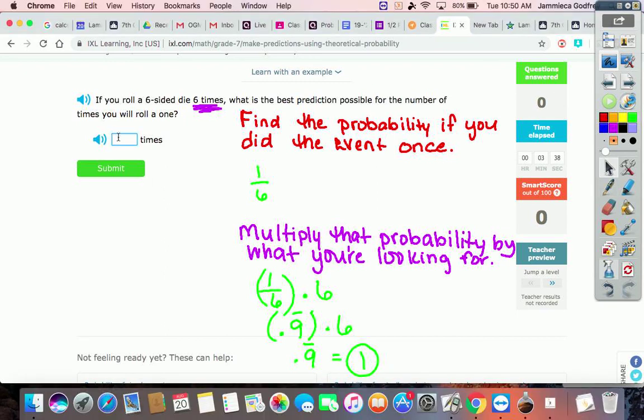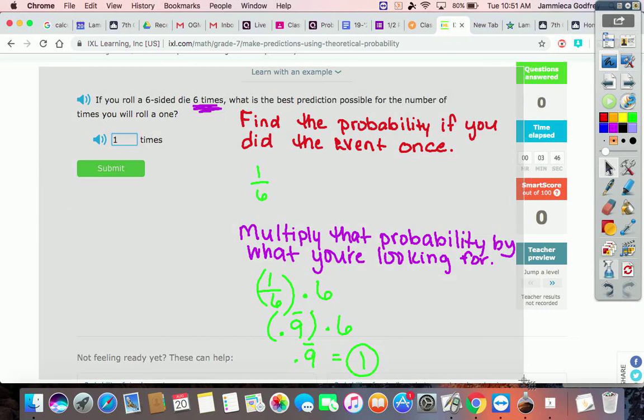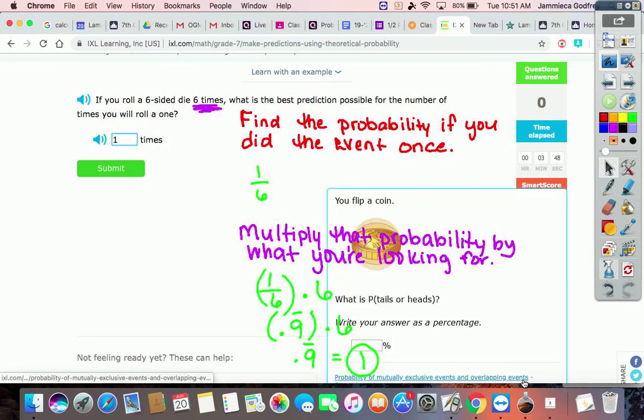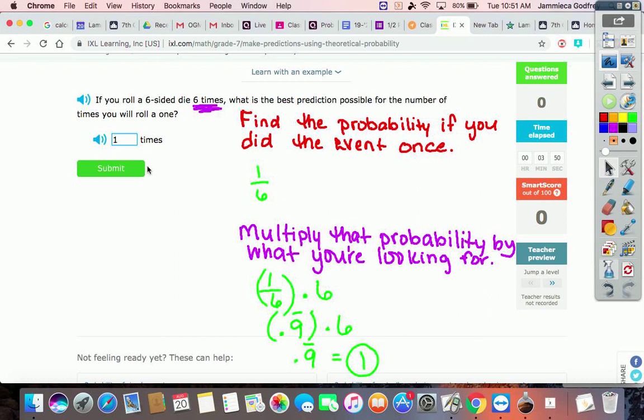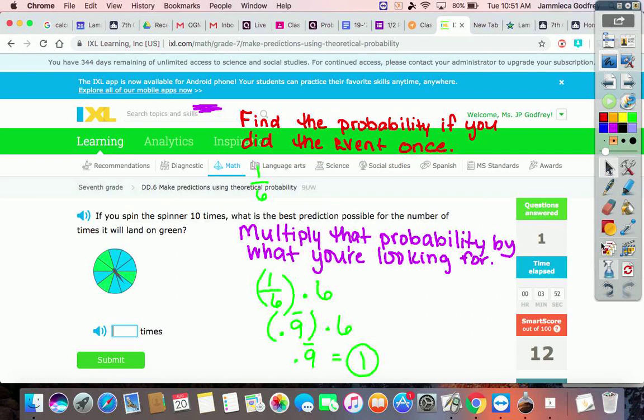Remember our steps because I'm not going to write them again. We're going to find out the probability if we did it once, and then we're going to multiply that by what we're looking for. Same steps every time.